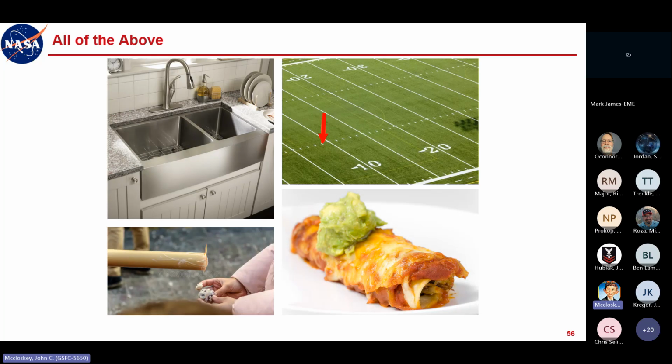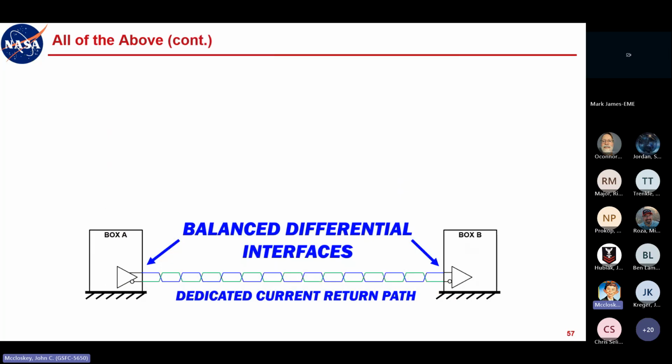So let's do all of that. Let's just see what this looks like. We'll start with balanced differential interfaces. I'm kind of implying a digital interface here, but it doesn't really matter. It could be a digital or an analog interface. But let's start with balanced differential interfaces, and so you have a dedicated return current path.